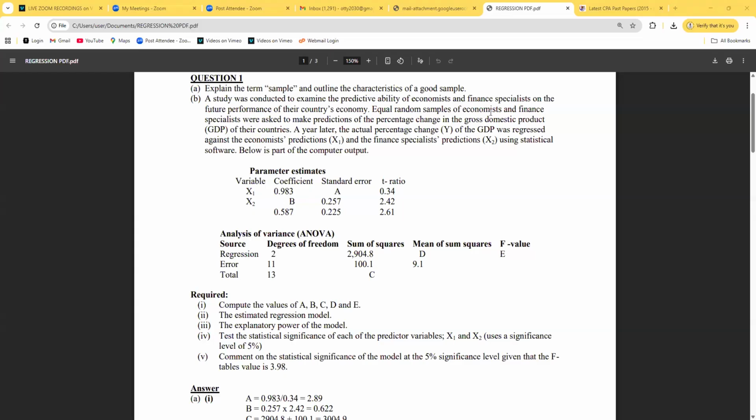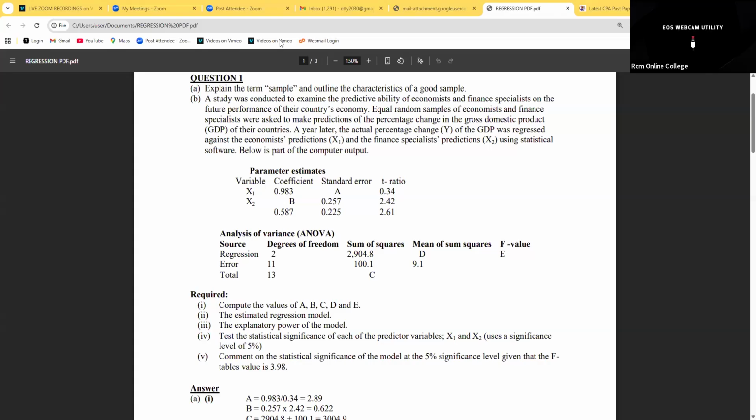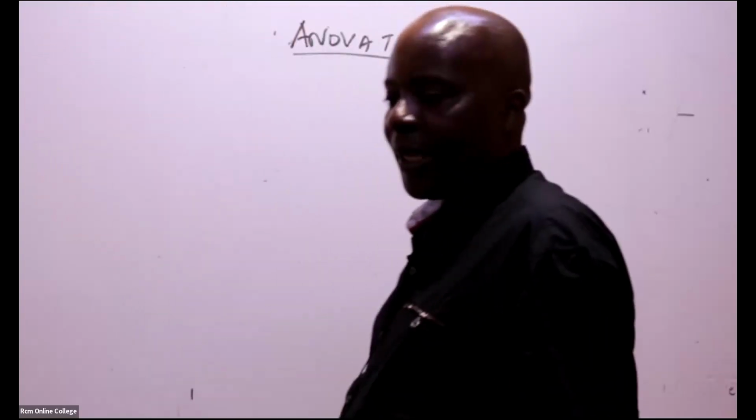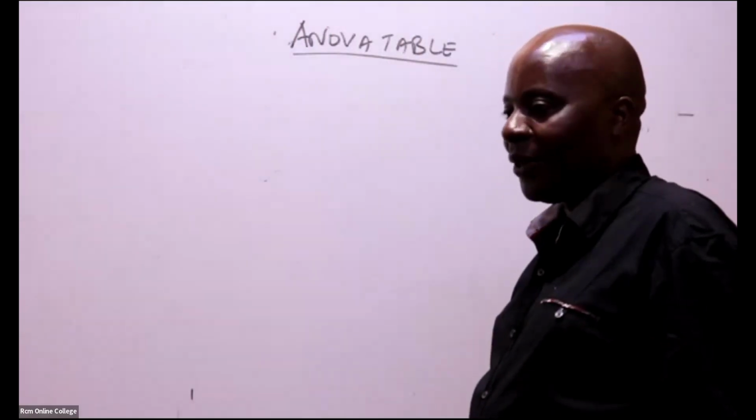All right, so let's copy down the table. We call it the ANOVA table. I hope it should be very clear. Yeah, now it should be okay.